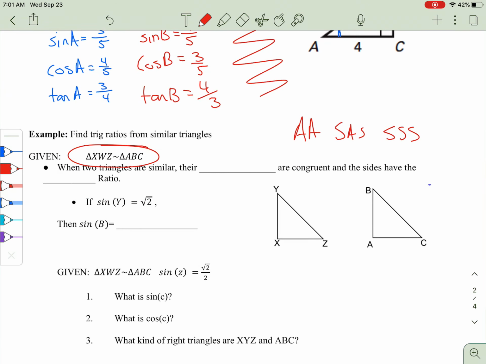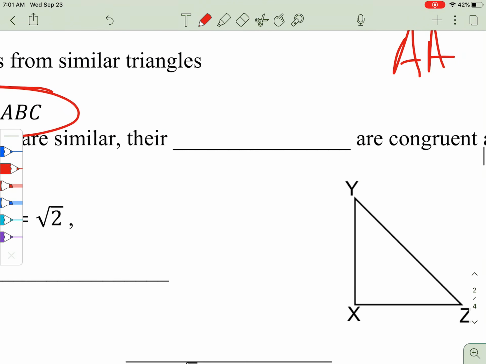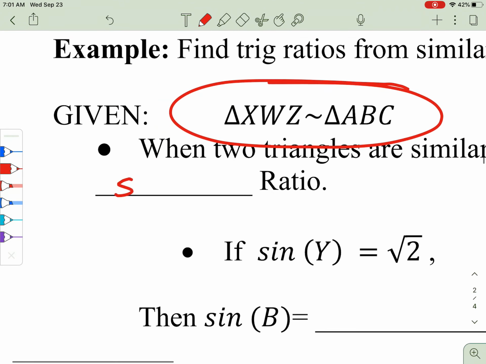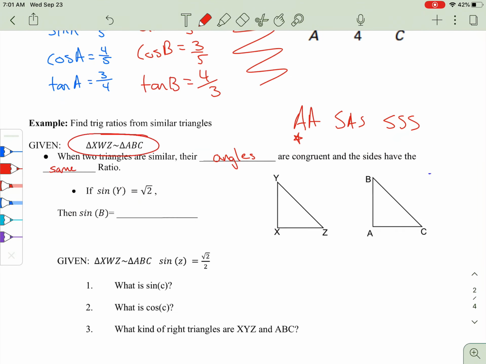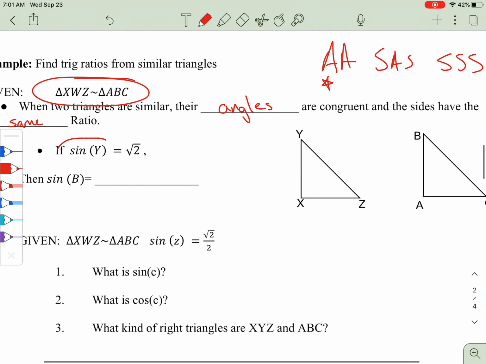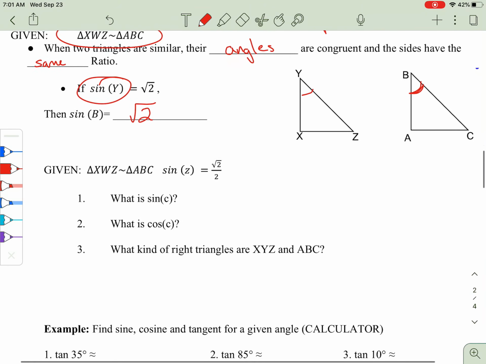So in order for triangles to be similar, they have two properties. Their angles are all congruent. That's where this comes into play. Or all their sides have the same ratio. That's why we set up those proportions before. So in this example, if sine of y is equal to radical 2, okay, so y is here. If this is a similar triangle, then it should be the exact same answer, right? It should be the exact same ratio.